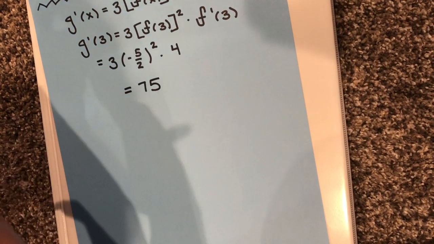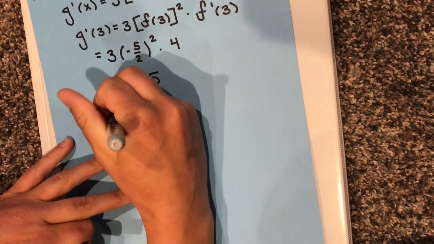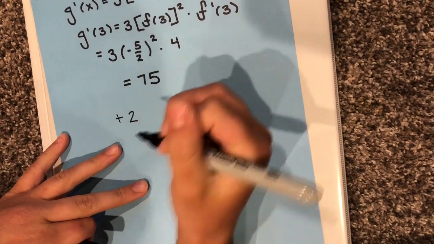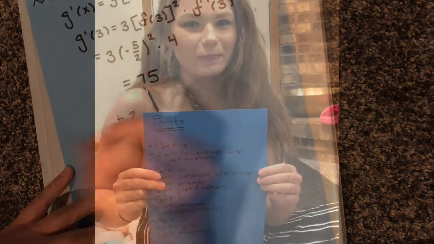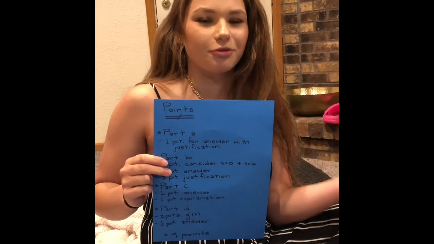On the AP test, you would receive 2 points for considering g prime of x and then 1 point for the correct answer. Okay, we're going to go step by step to go through all of the points again.